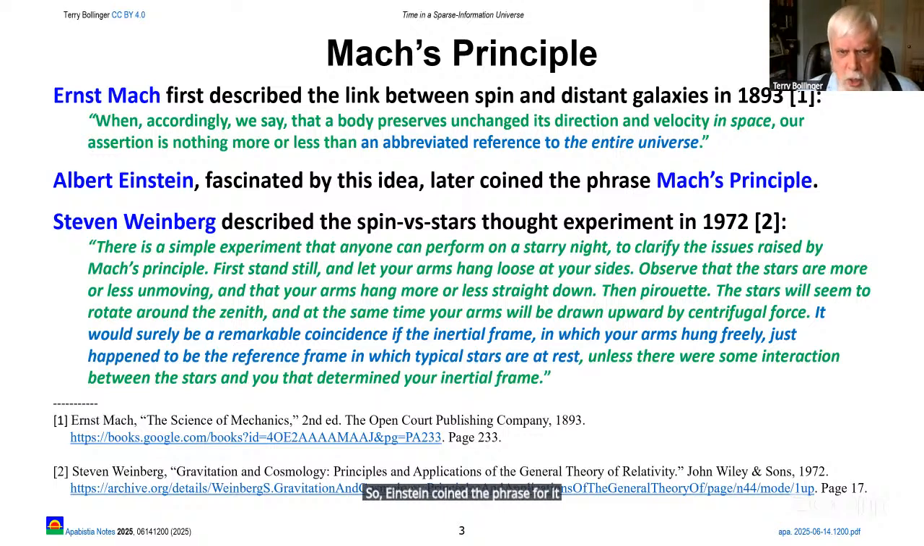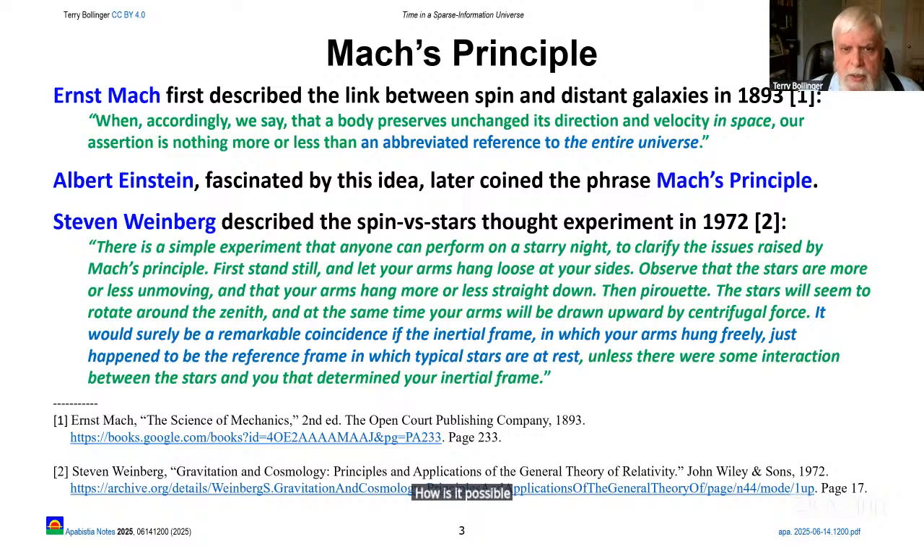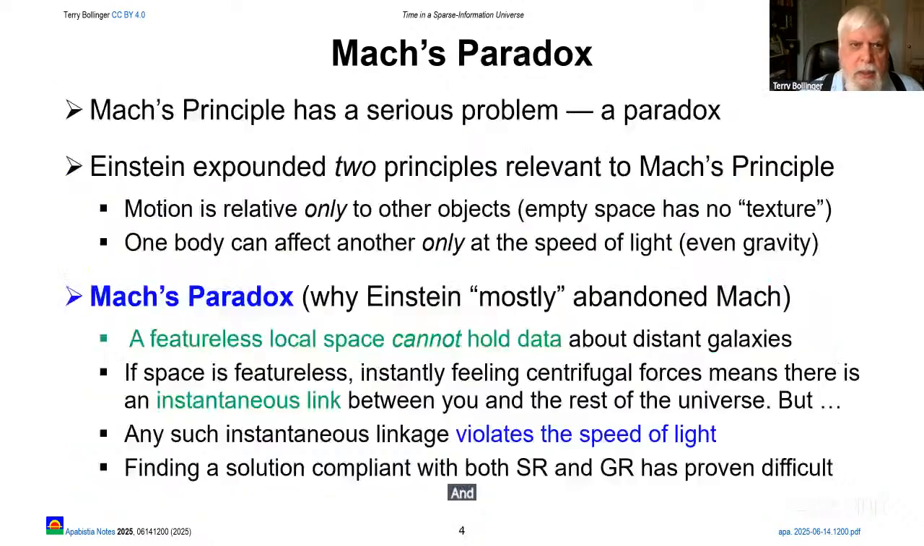Steven Weinberg describes the experiment that I was just paraphrasing. You go outside, you do a spin, the stars seem to rotate, and at that point, you feel a centrifugal force. The stars do not feel a centrifugal force. There's an asymmetry here. How is it possible that the centrifugal force you feel in your little tiny bubble where you're at is connected to all of that activity going on in the rest of the universe? And this produces a paradox.